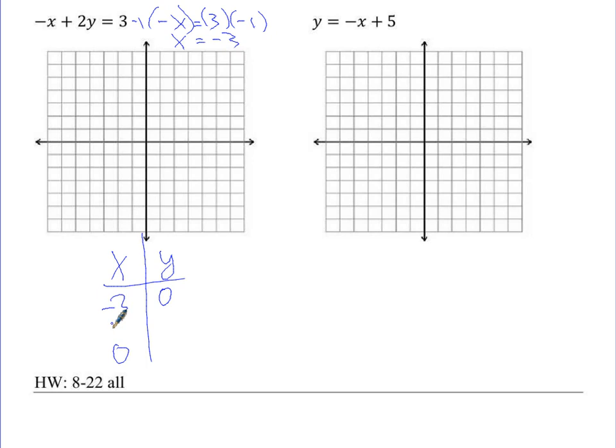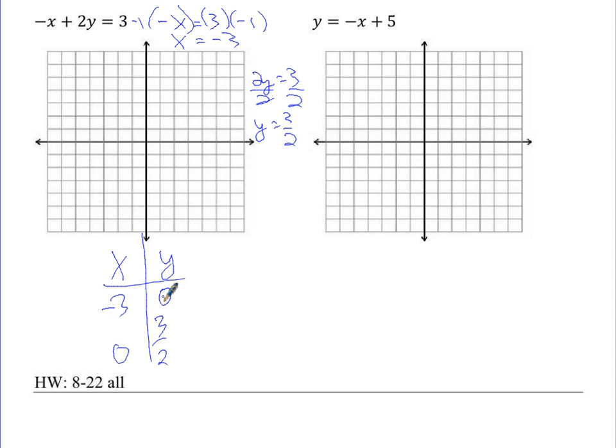And if I plug in 0 for x, 2y equals 3, which means that y must be, if I solve for y, if you can't do it in your head, write it down. 2y equals 3. Divide both sides by 2, and you get y equals 3 halves. So 0, 3 halves is my y-intercept. Not that big a deal. We can still graph that.